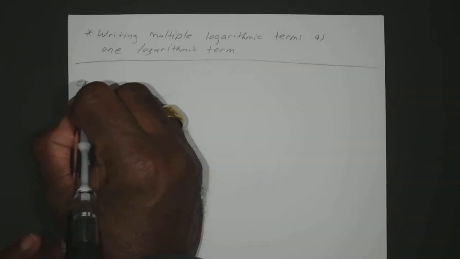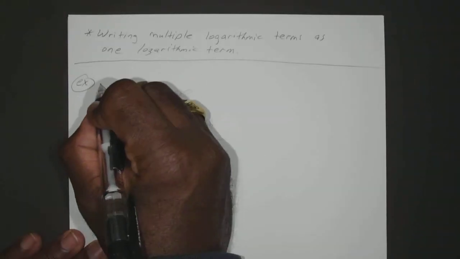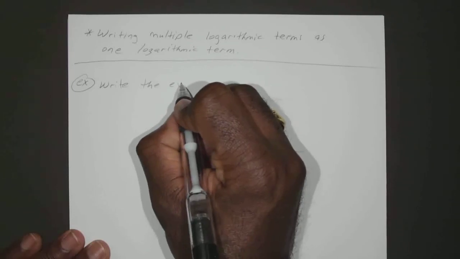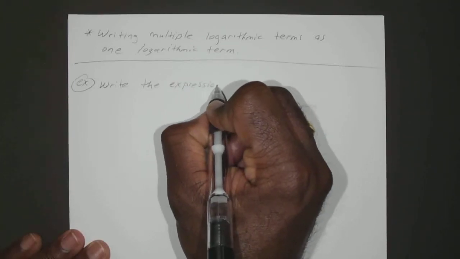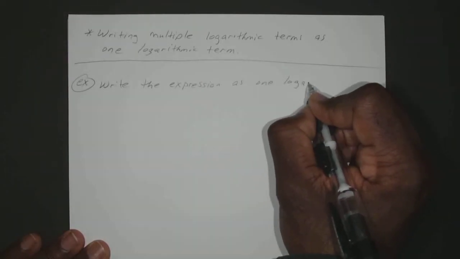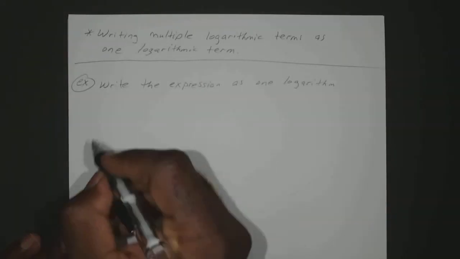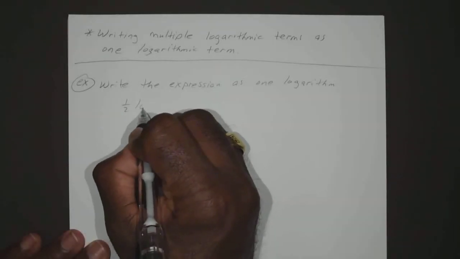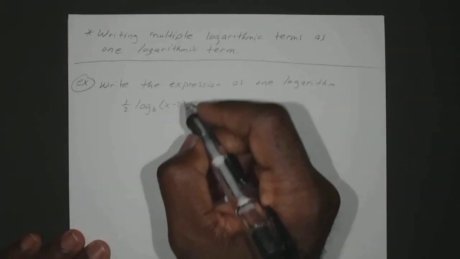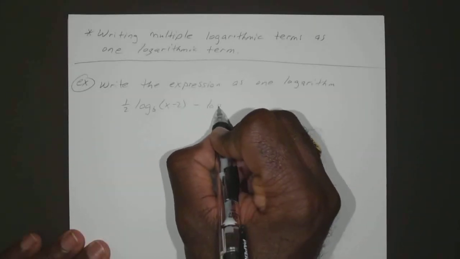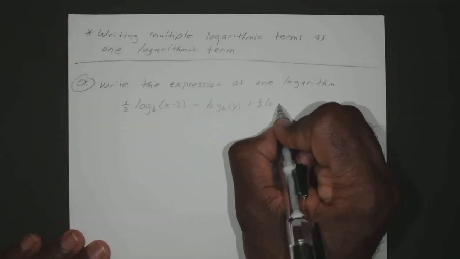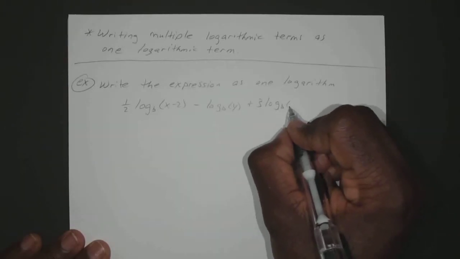Okay, so let's say if we have the example, write the expression as one logarithm. Okay, so if we have 1/2 log base b of x minus 2 minus log base b of y plus 3 times log base b of z.